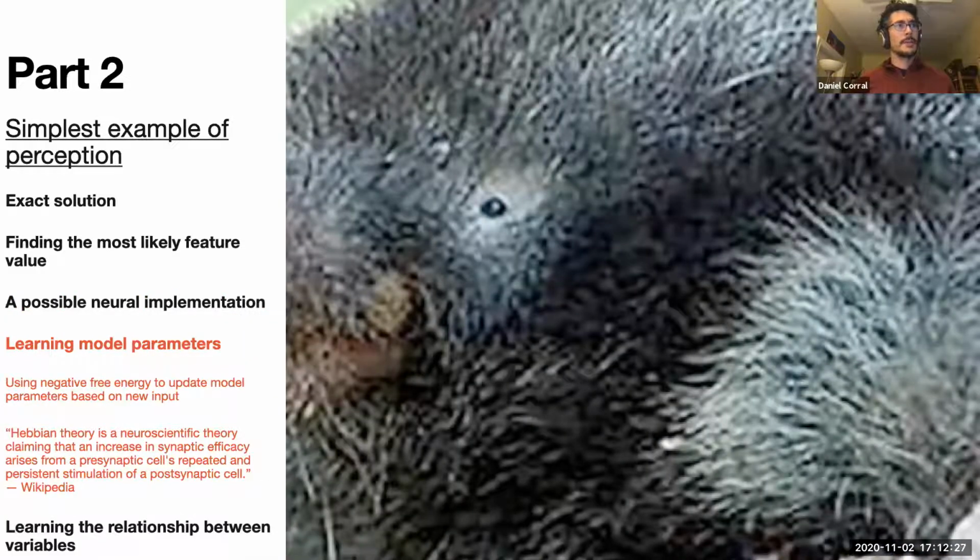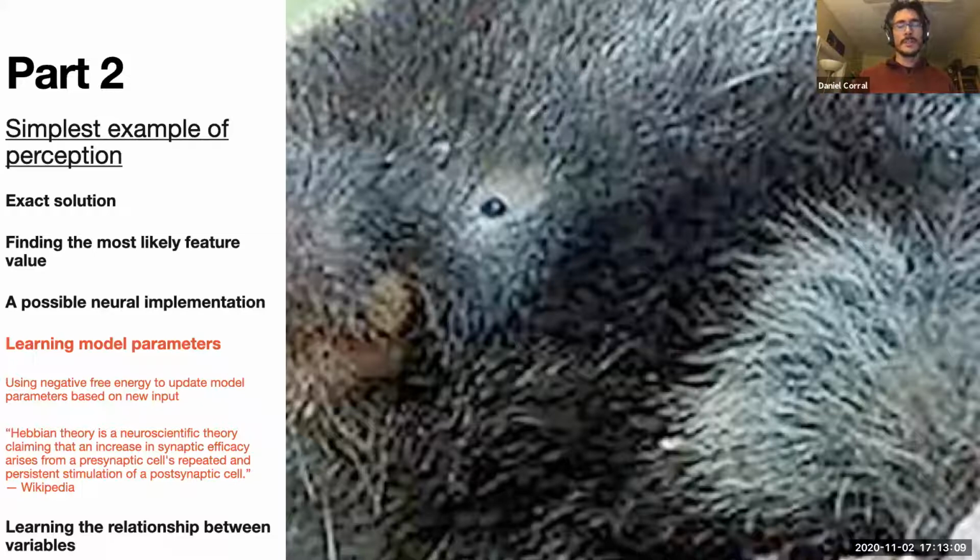Here we start getting into the parameters for making a model of learning. So we're going to start using this negative free energy formula to update parameters in our model based on new inputs. And here we get the definition of Hebbian theory from Wikipedia. Sorry, I quoted Wikipedia here, but I just needed a quick definition of it, and it seemed like a good one. Hebbian theory is a neuroscientific theory claiming that an increase in synaptic efficacy arises from a presynaptic cell's repeated and persistent stimulation of a postsynaptic cell.